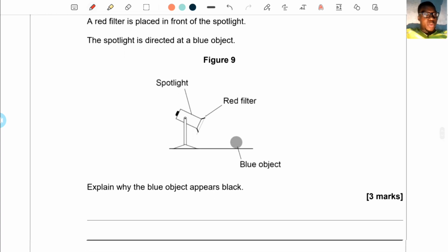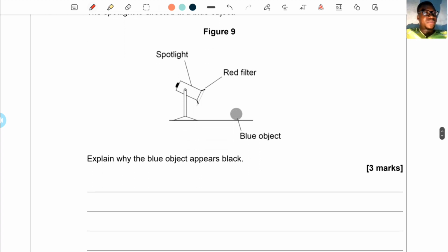In this case, we have a spotlight with a red filter. What the red filter does is allow only the red part of the visible light spectrum to fall on the blue object. Now, if an object appears blue, it means that it will absorb every other color of the visible light spectrum and reflect the color you're seeing. So if an object appears green, it will absorb red, orange, yellow, blue, indigo, violet, and reflect green.